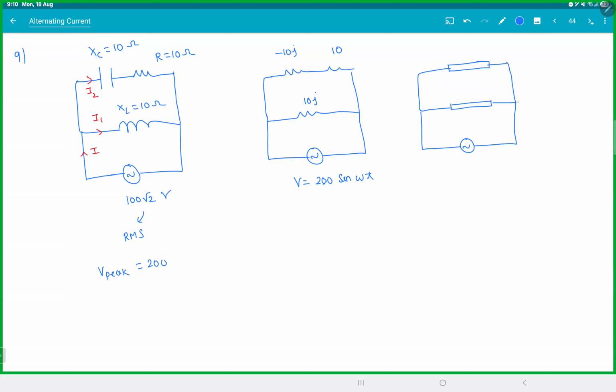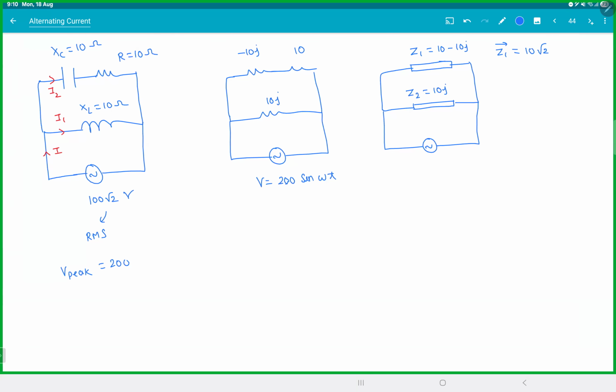So if you write everything in the phasor form, this is Z1, which is 10 minus 10j. Z2 is 10j. So Z1 bar is 10 root 2 at minus 45. Z2 bar is 10 at 90. V bar is 200 at 0. This is I1 and this is I2.